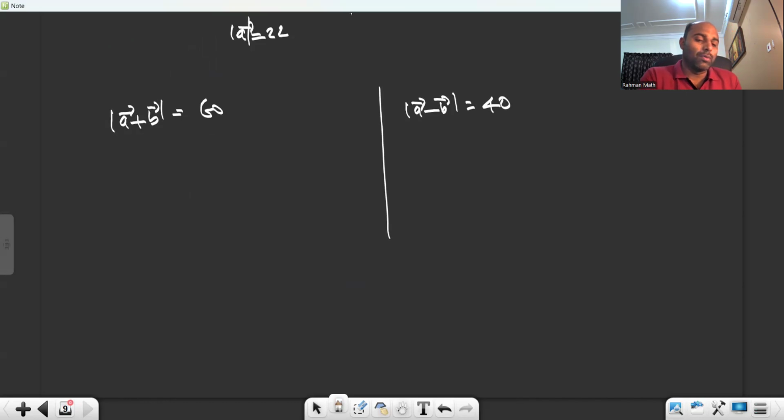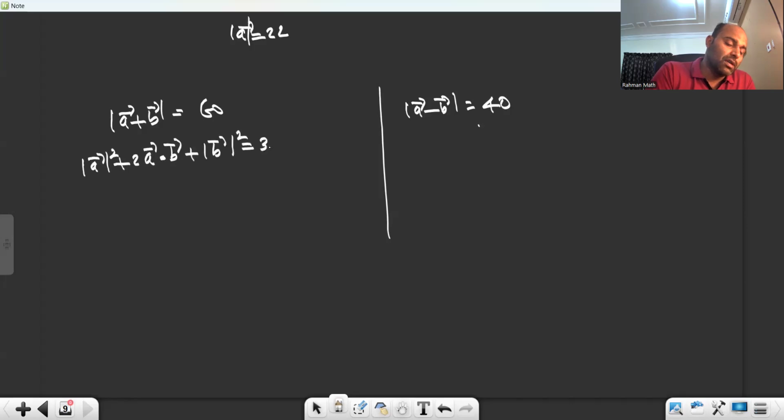Whenever A plus B, A minus B is coming, square both sides. When you're squaring, I told you already many questions we did: magnitude A square plus 2 A dot B plus magnitude B square equal to 3600. Magnitude A we have as 22.